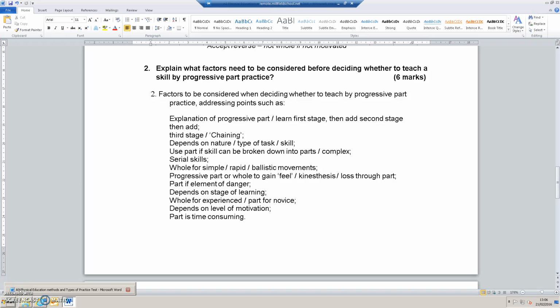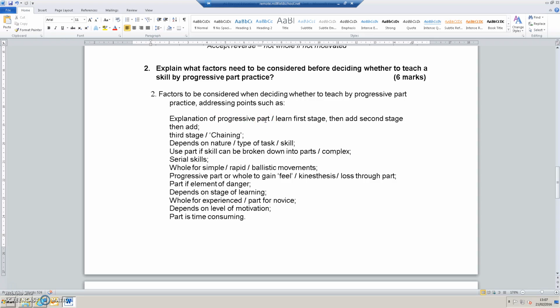Here's the feedback to question 2 then, which you'll remember asks you to explain what factors need to be considered before deciding whether to teach a skill by progressive part practice. Now, as before, I would highly recommend that you identify exactly what progressive part practice is. And if you do that, you will see that you'll actually get some credit for that, because it says here explanation of progressive part practice.